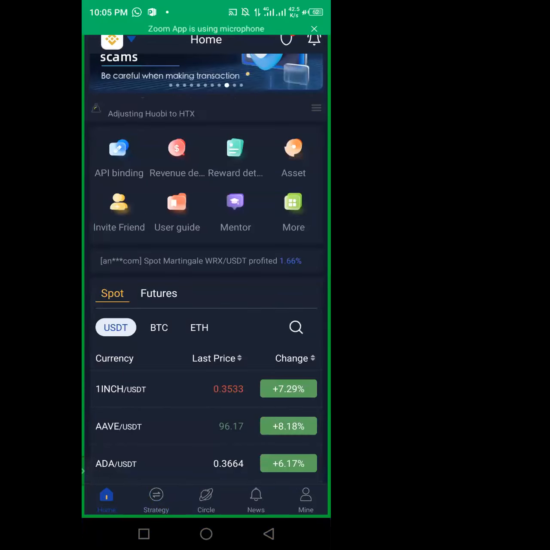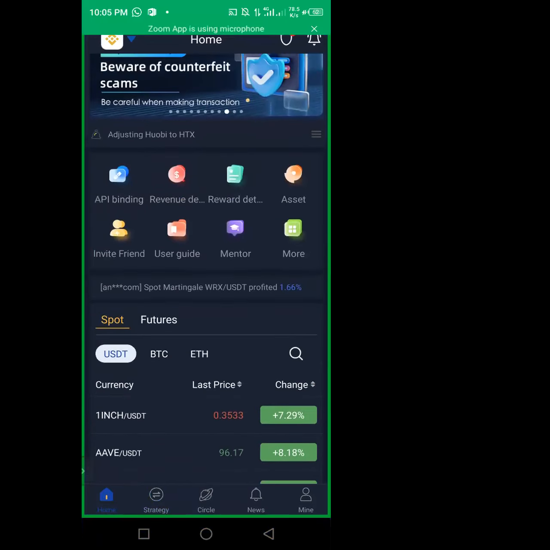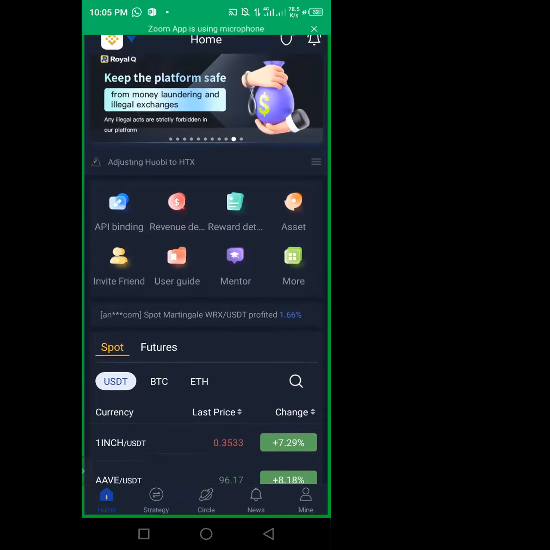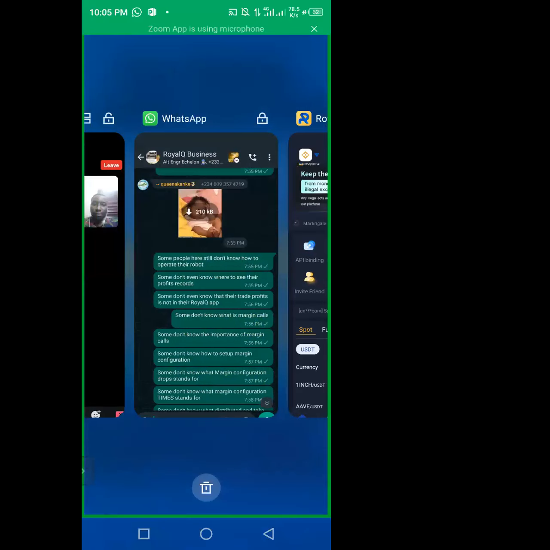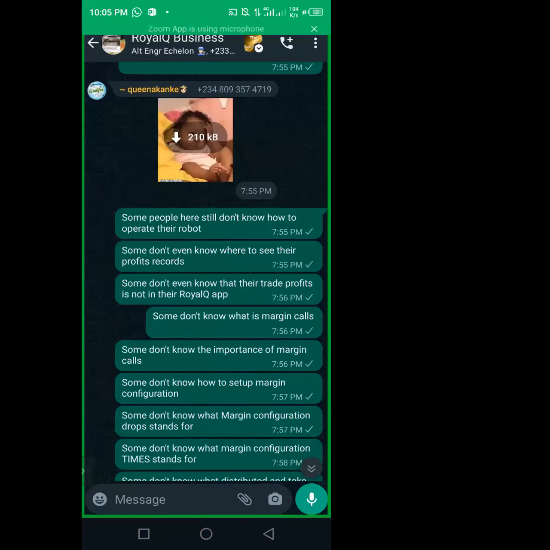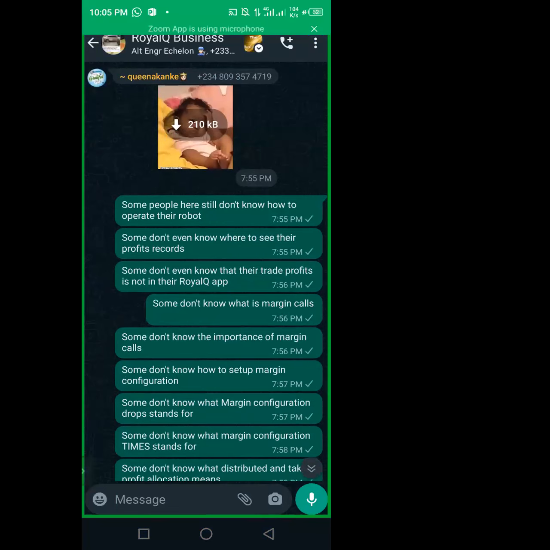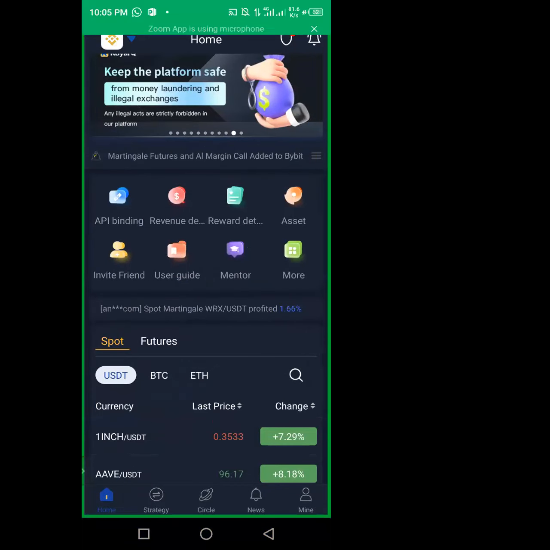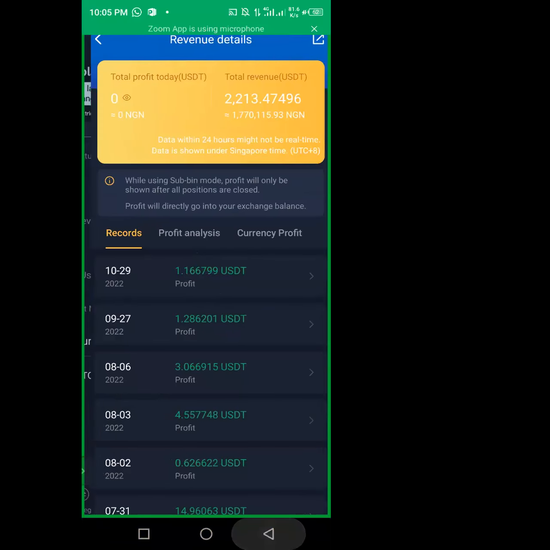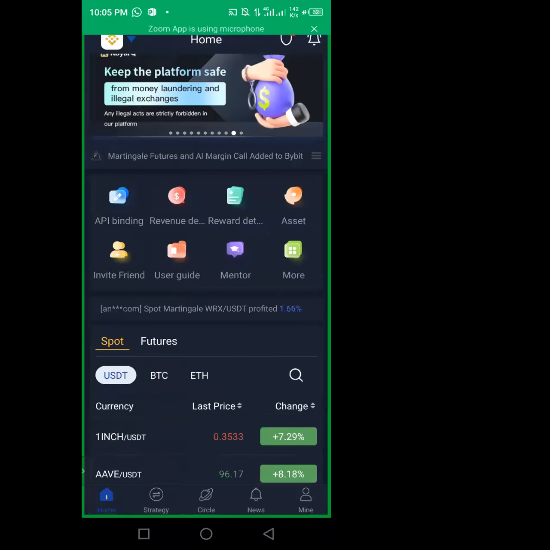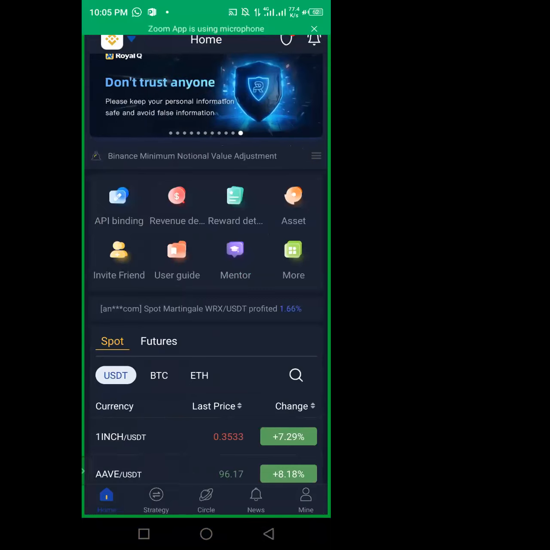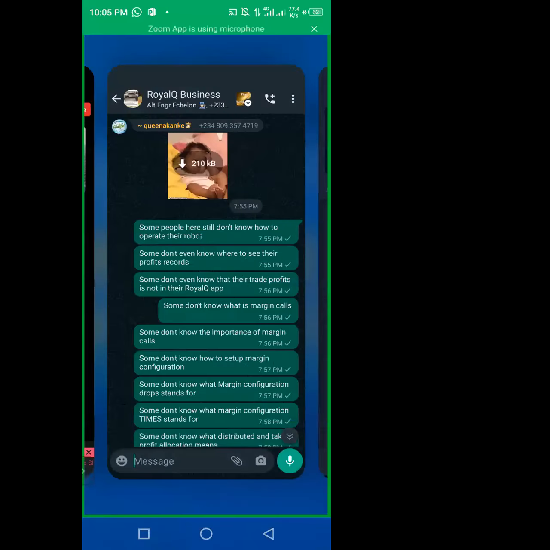So on the home page, look at revenue details. That is where you see your profit records. Some don't know where to see their profit. Please, what you see here is just your records. Your trade profit is not here, you only see the records here. Your trade profit is in your exchange.